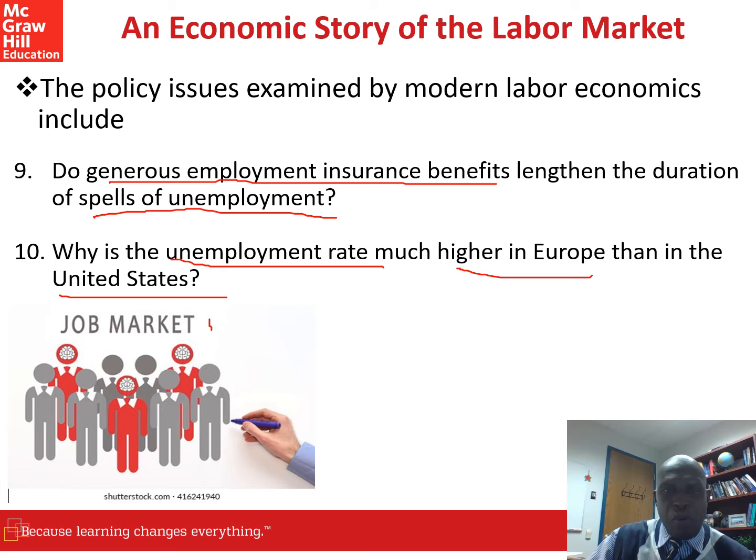So this is an example of a job market or labor market where you have two groups of people: people who are working, we call them employed people, like this guy, or people who are not working, we call them unemployed people, like this guy, for instance.